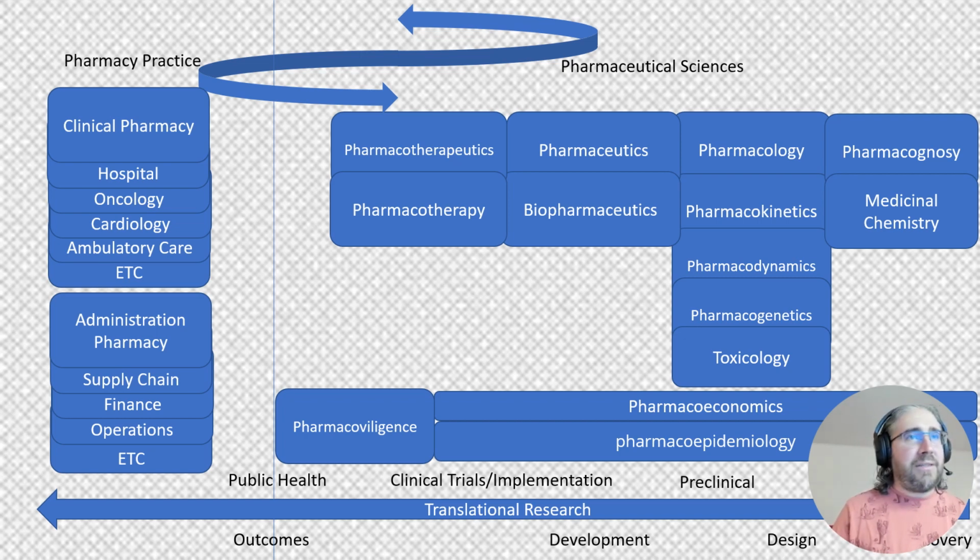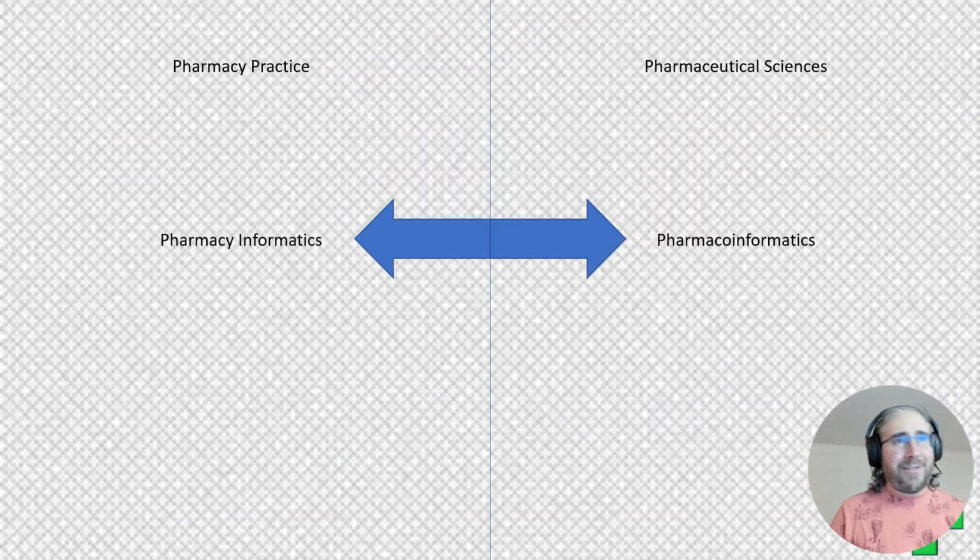So again, where does the informatics piece of this fit? Just to simplify the diagram and put it in perspective, we have on the left side pharmacy practice, where we had more of the different clinical areas and operational areas. And that's where pharmacy informatics and that domain lives. Whereas on the other side, we think of all the different pharmaceutical sciences, pharmacology and pharmacokinetics, etc. Pharmacoinformatics really has its home on that side.